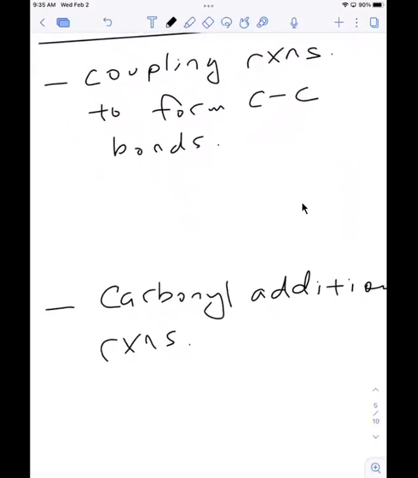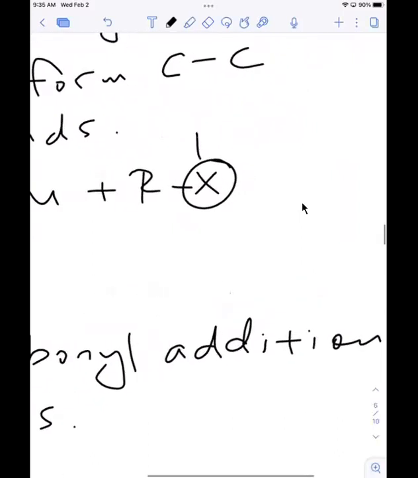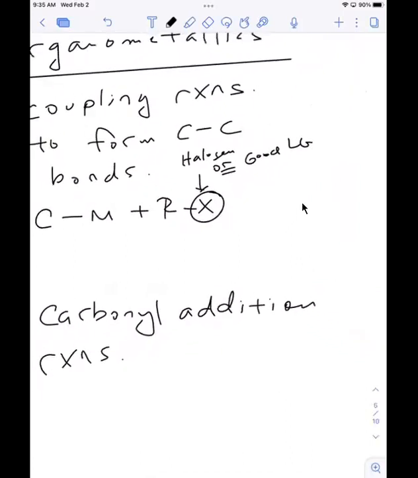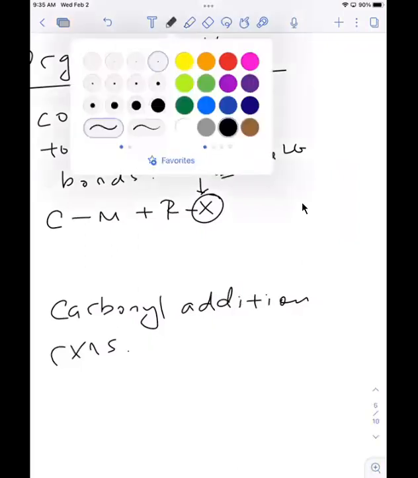All right, but for the coupling reactions, if I take an organometallic plus some alkyl halide, where X is a halogen or a good leaving group, there are other groups that can act in that role as well that are not halogens. So X is a halogen or a good leaving group.